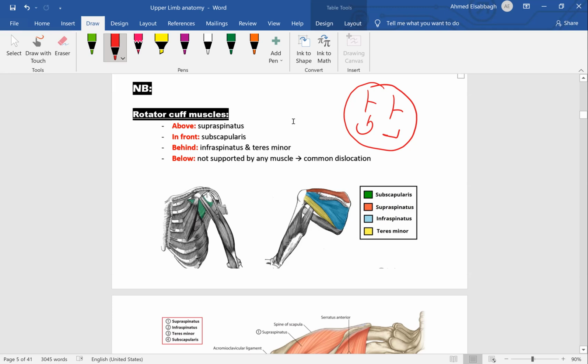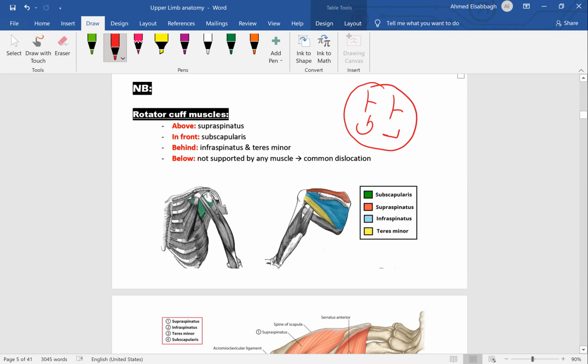The importance is supporting the shoulder joint, because the shoulder joint is a weak joint, because the glenoid cavity is shallow, not deep. So the shoulder joint must be supported by other factors like ligaments and muscles. The muscles supporting it are called rotator cuff muscles.